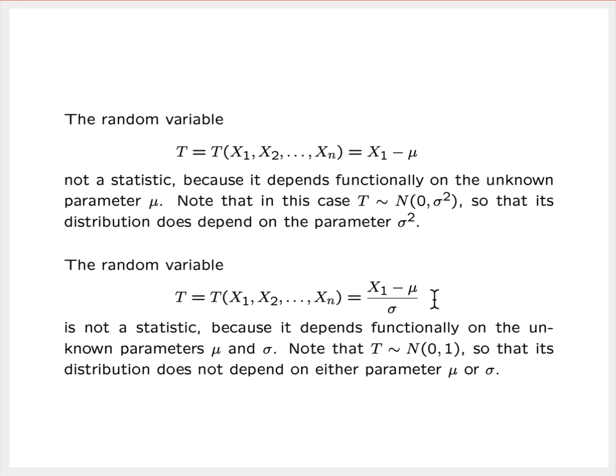Because the calculation of this function of the random sample depends on at least one of the two unknown parameters, again, it's not a statistic. Now, in this particular situation, the distribution of t is normal with a mean of 0 and a variance of 1, and therefore a standard deviation of 1. So the distribution of this statistic does not depend at all on any unknown parameters. But again, for the purposes of determining whether this is a statistic, the relevant point is whether its calculation depends on at least one of the unknown parameters.